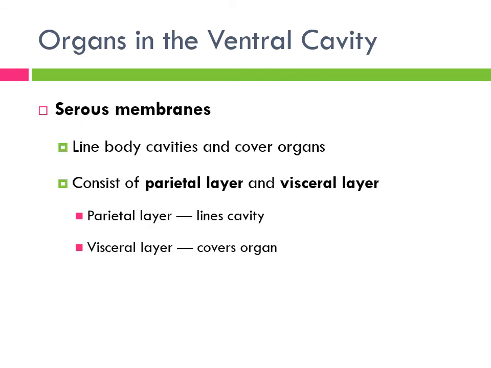And the way that the cavities are separated is through serous membranes. Serous means watery. So these membranes are a two-layered membrane that secretes this sort of watery fluid. The parietal layer is the outer layer, which lines the cavity itself. And then the visceral layer is the inner layer, which is going to cover the organs.